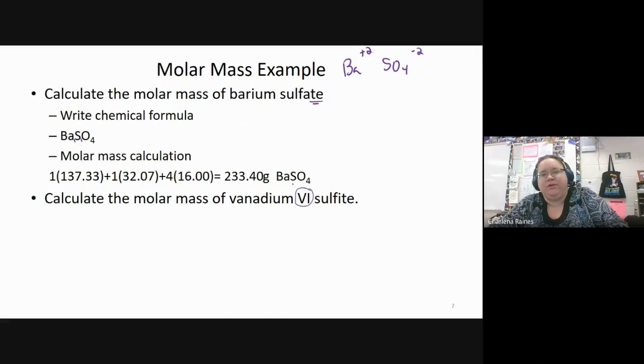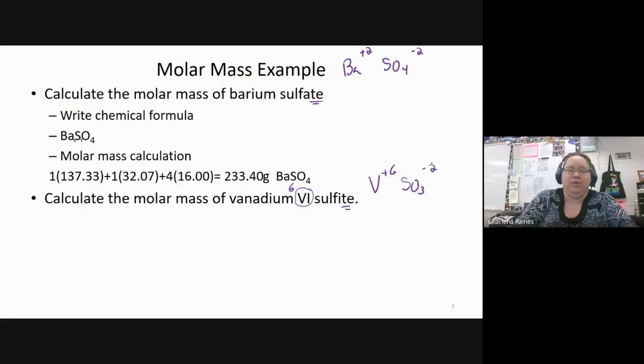So vanadium VI sulfite. VI, remember, is our Roman numeral 6, and it tells me that my vanadium has a charge of 6. My sulfite, SO3, because it ends in a TE, -2. Remember, if it was a single element, it would be sulfide, not ite or ate.